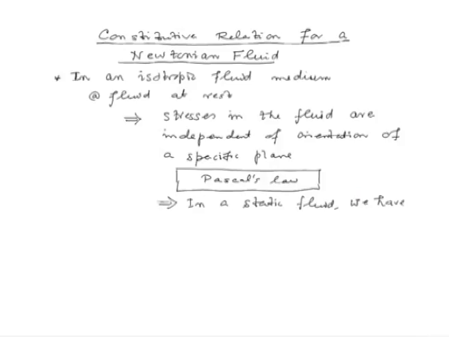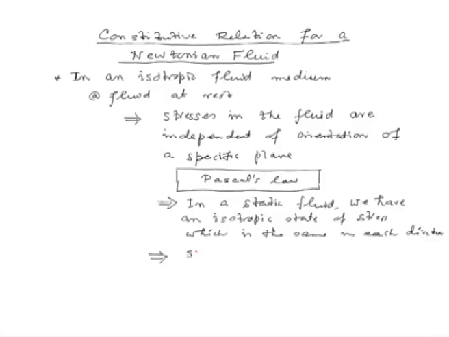we have an isotropic state of stress, or it can be reworded to say that we have a single scalar quantity which describes the state of stress in a static fluid, that is, the stress state is given by a scalar quantity which is called pressure.